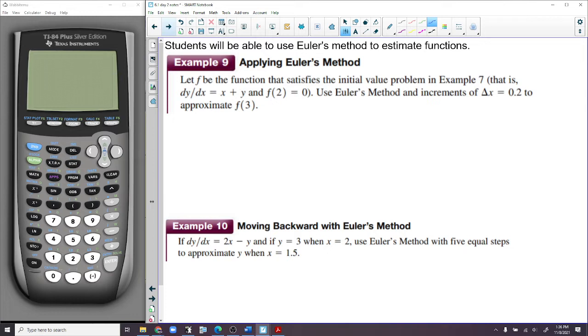All right, so what do they want you to do? We're going to start at the point 2, 0. And we're going to find changes in x and changes in y, and we're going to try to estimate what f of 3 would be. And they tell you what the change in x is. It's 0.2. So we have to work our way to 3. 2.2, 2.4, 2.6, 2.8, and finally, we're going to get a value for 3.